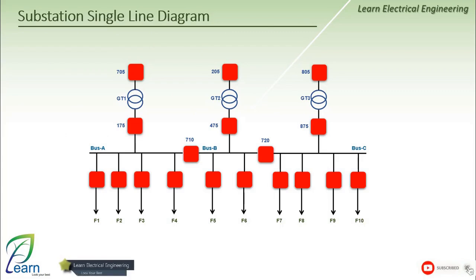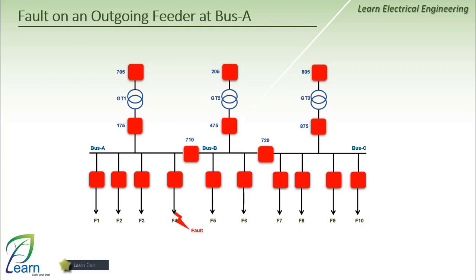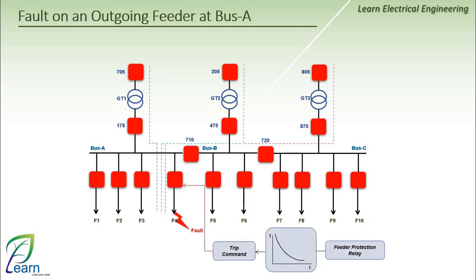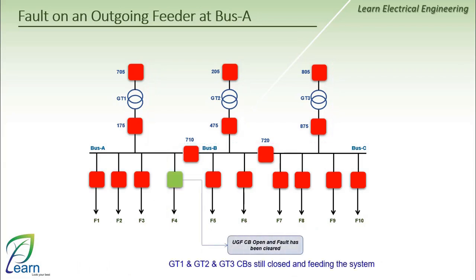Now if a fault occurs on one of the feeders or circuits on bus A, the 3 transformers will start to supply this fault. The protection responsible for this feeder will begin to detect the fault, and based on the protection, it will send a trip command to the feeder circuit breaker. The feeder circuit breaker will open to isolate this fault, and at that point the rest of the system will continue to operate normally with the transformers supplying all the other loads.